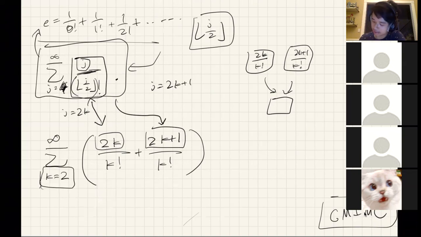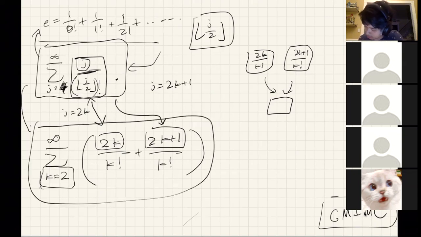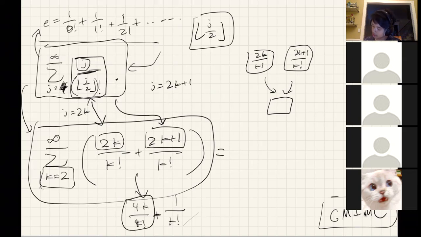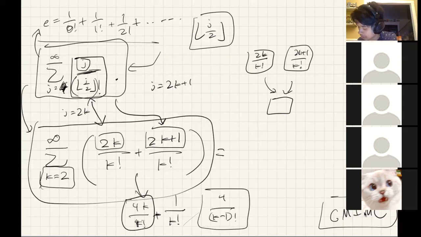so how do we simplify from here? Once we get to this sum, how do we simplify it? We're going to do a little bit of manipulation. I'll leave it to you to confirm that the sum becomes 4k over k factorial plus 1 over k factorial. So the term on the left is going to become 4 over k minus 1 factorial. Excuse me, I'm writing all over the place. And the other term is going to become 1 over k factorial.